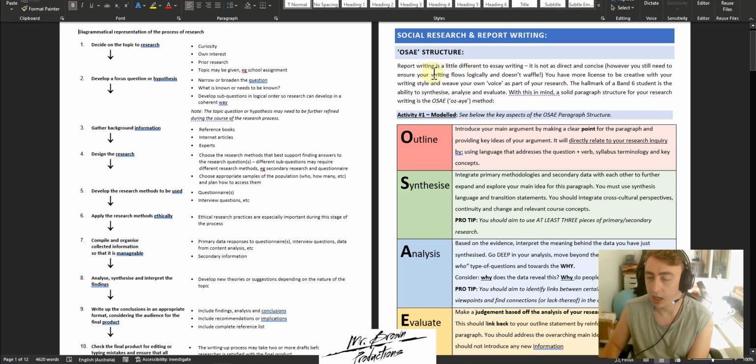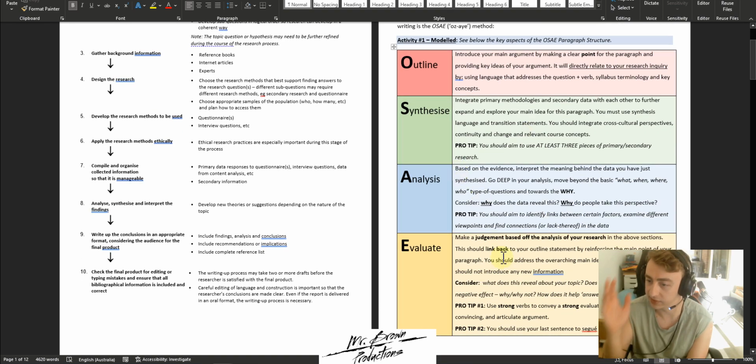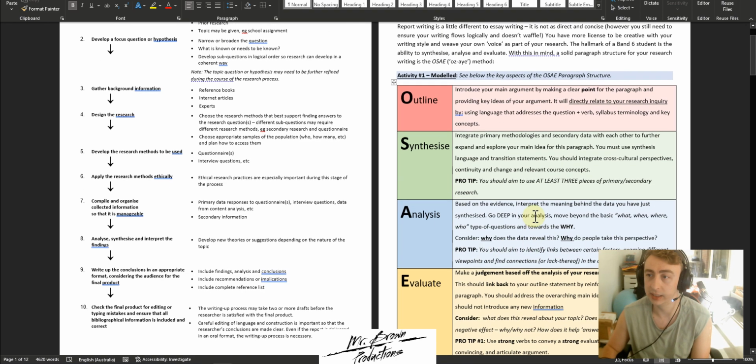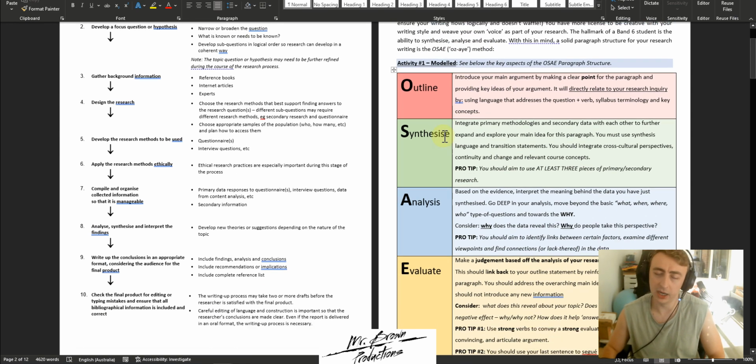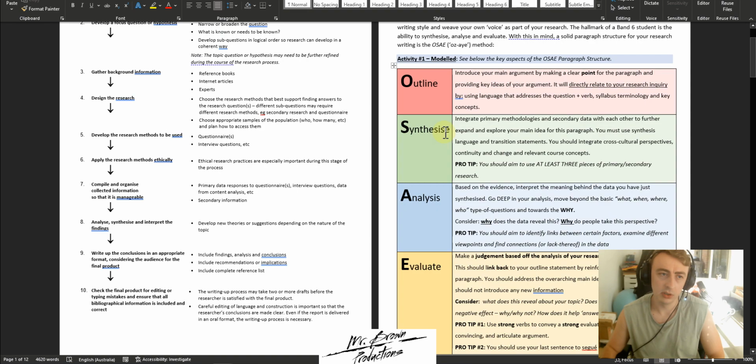So I have created this structure called OSAE. You guys have access to this on Google Classroom, and a copy was handed out to you when you received your assessment task notification. If you're away or you didn't get one, make sure you see the teacher for that while I'm away. So the social research and report writing, again, this is just a structure I've made up. Now, I'm not saying if you use a different writing structure or that you don't use this, you'll get bad marks. That's not the case at all.